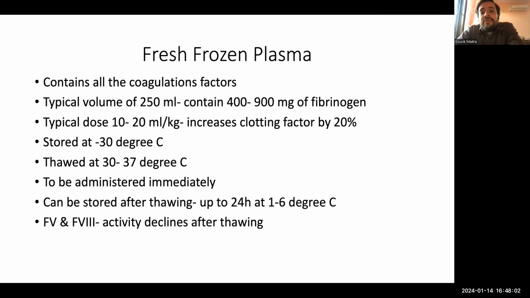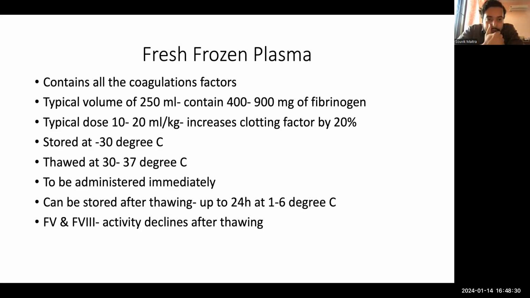Lastly, I'm coming to fresh frozen plasma. As of now, we have discussed all the individual components of the hemostatic armamentarium. Fresh frozen plasma contains all the coagulation factors, including the anticoagulant factors. Typically, one unit contains 250 ml of fresh frozen plasma. It contains around 400 to 900 milligram of fibrinogen. The recommended dose is 10 to 20 ml per kg.